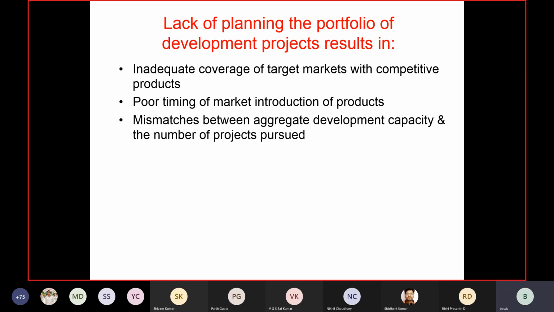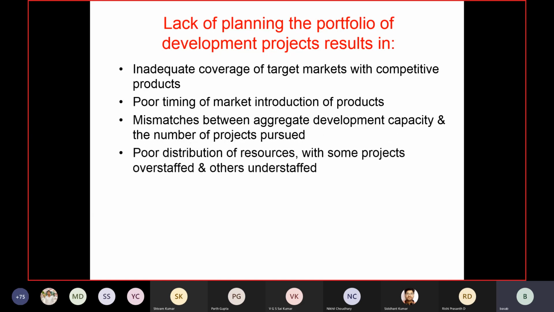Mismatches between aggregate development capacity and number of projects pursued. There's a mismatch when you have internal capacity in the company, and maybe fewer projects are pursued. So it's unutilized, and your resources are unutilized. Any unutilized resource has a tremendous negative effect on the cash flow of a company. So we should be very cautious that whatever we purchase is utilized fully when it comes to an organization. Even at your home, please be conscious about that.